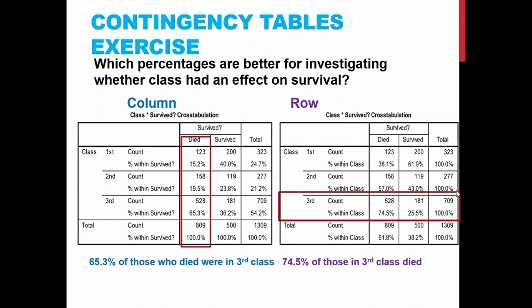If we look at the percentages for investigating, we can already make some summary or descriptions of the question. There are two ways that presentation could be shown. It could be in columns and it can be in rows. In the columns, those who died and survived, and the rows are the classes.